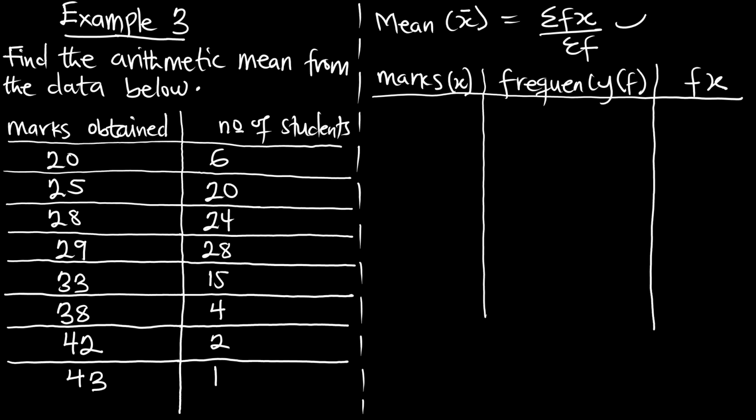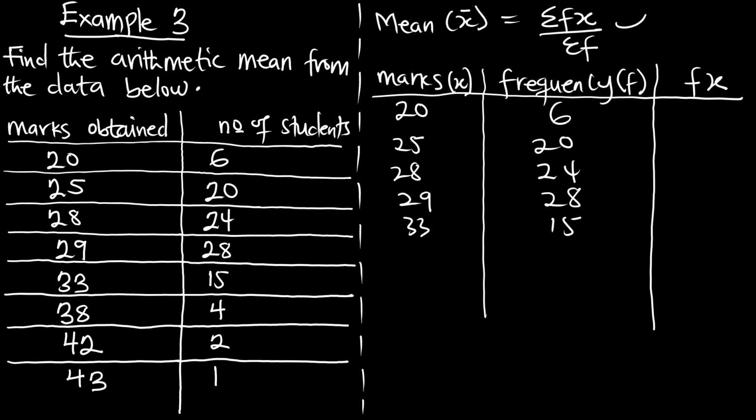Nicely drawn. So 20 produced 6 people, 25 by 20 people, 28 by 24, 29 by 28, then 33 by 15, 38 by 4, 42 by 2, and 43 by 1. So now fx means multiplication, which is f times x.